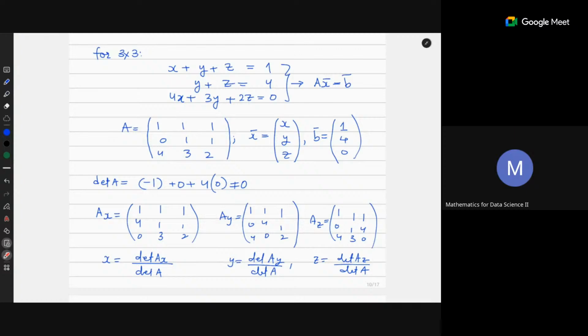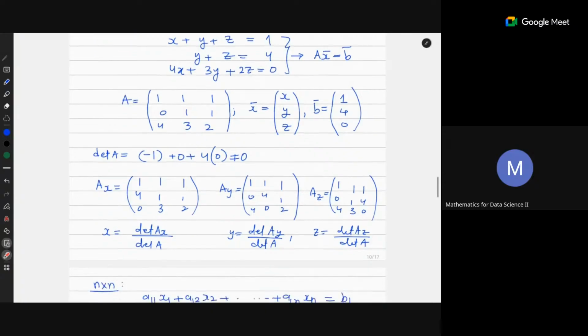My preference, for computational purposes, is that I will always go for a row which has many zeros. In this case, the second row has zeros, or the first column has zeros. So I will expand along either of these two. That is my preference. Okay, all right.